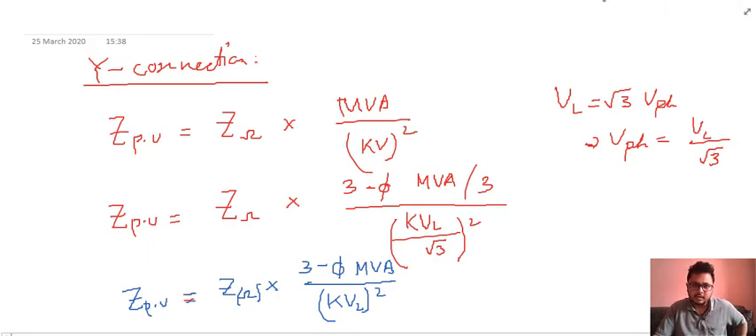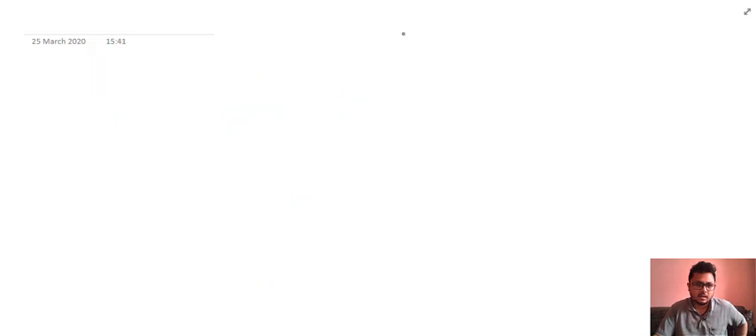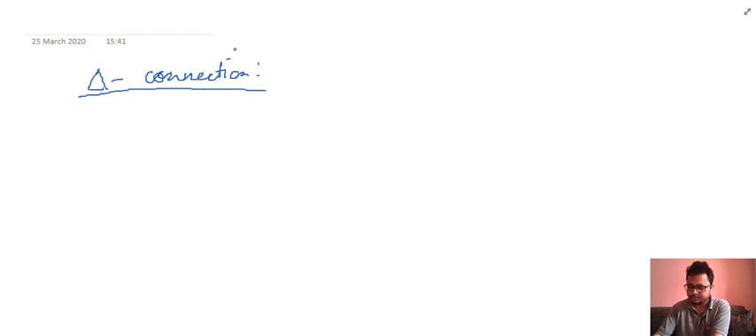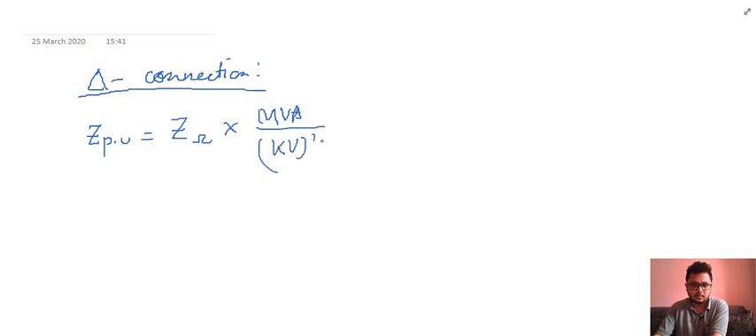Now, if the type of connection is delta, for delta connection, let us see. Please forgive me for the handwriting. Okay, for delta it is Z per unit equal to, we have Z ohm into, formula is same, MVA by kV whole square.